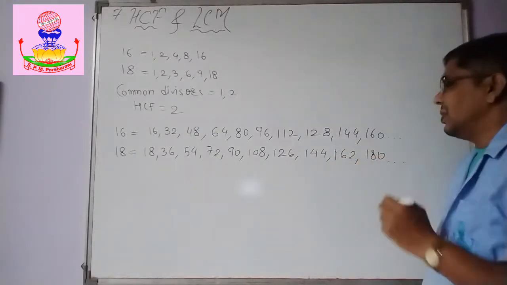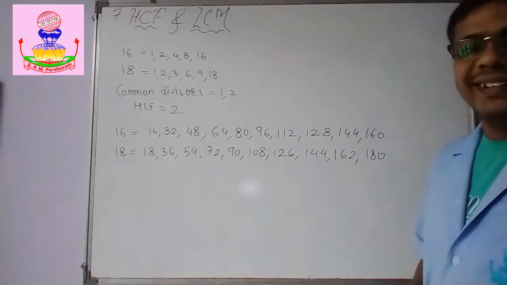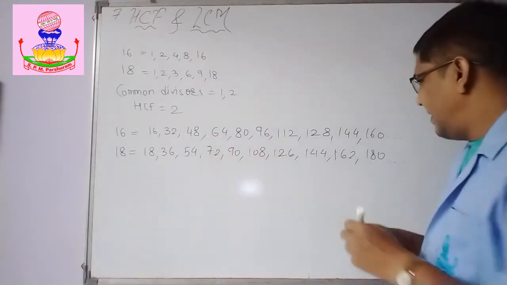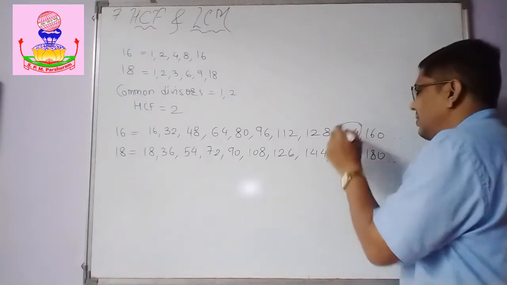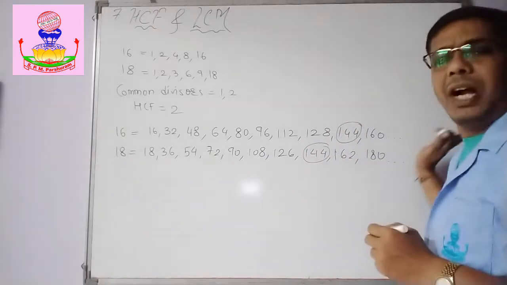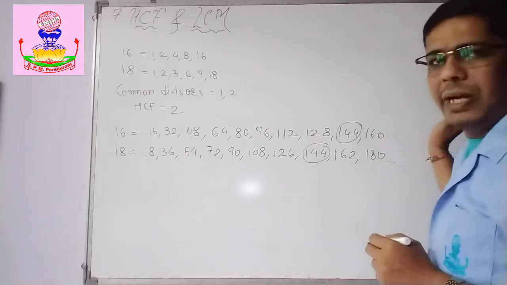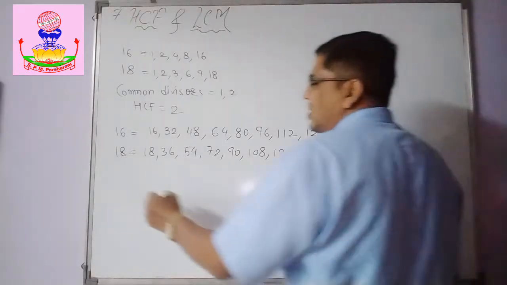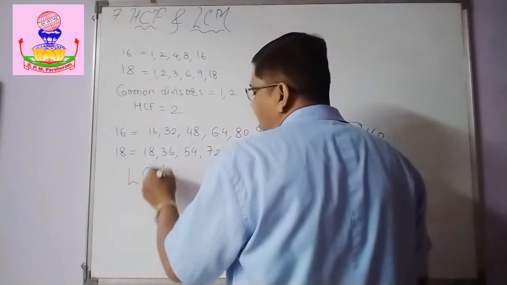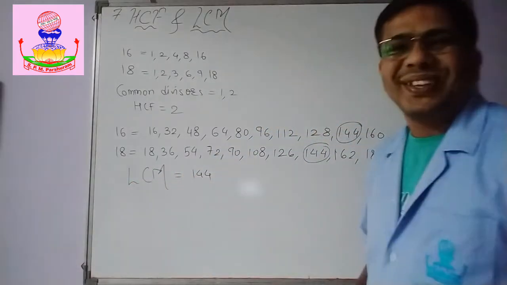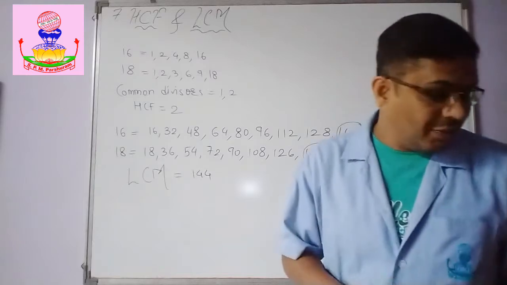And so on. Do you find any common multiple? 144. So this is the first multiple I will be getting. I'll get many of them further if I go on multiplying, but this will be the smallest possible. So here LCM, least common multiple, is 144. Do you get it? So that is what we have studied.